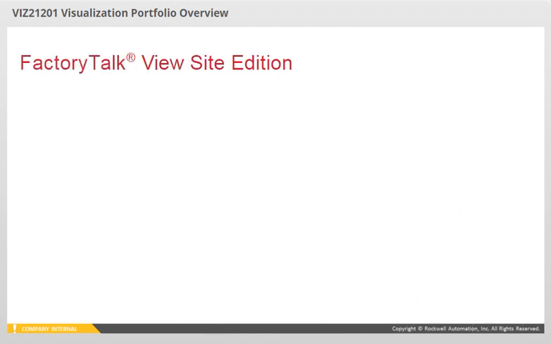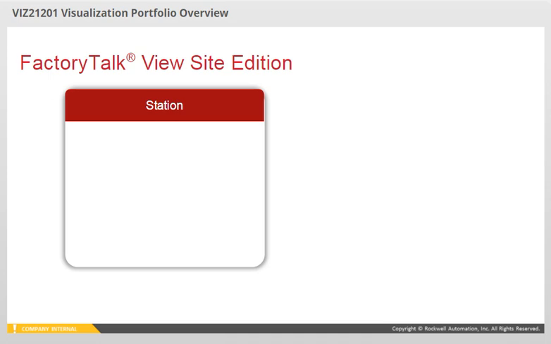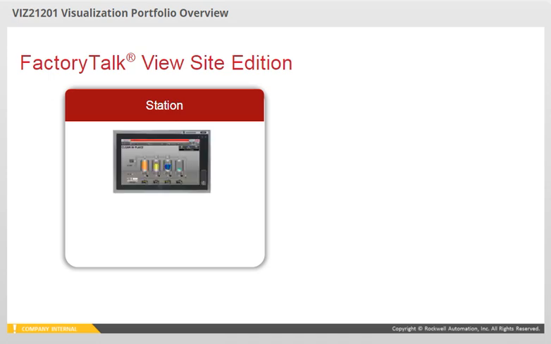FactoryTalk View SE can be used in standalone applications where the software is running on a single industrial computer connected directly to the controller or controllers. The specific View SE runtime software product for these applications is called FactoryTalk View SE Station.